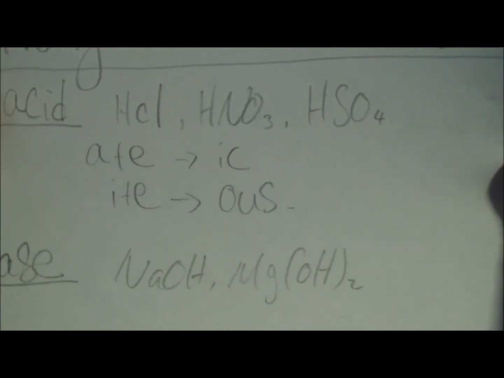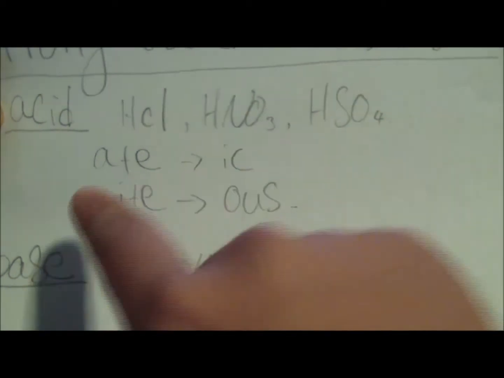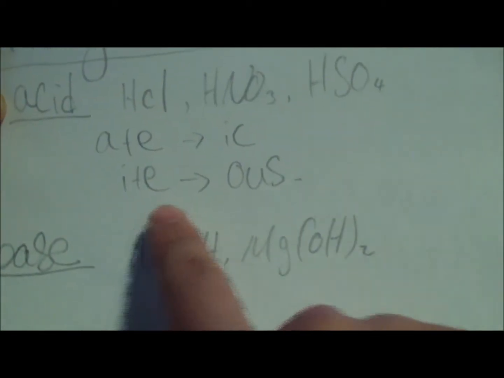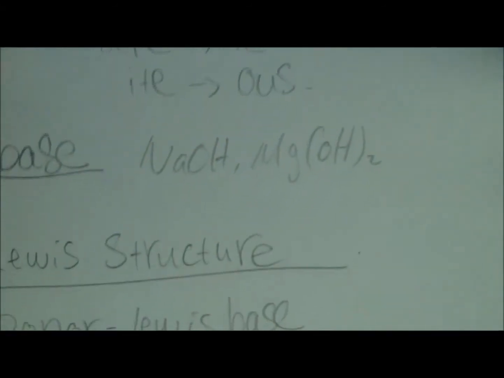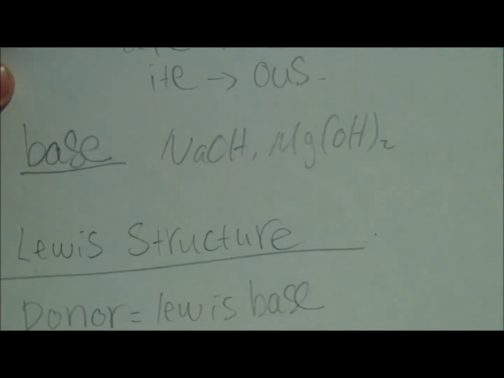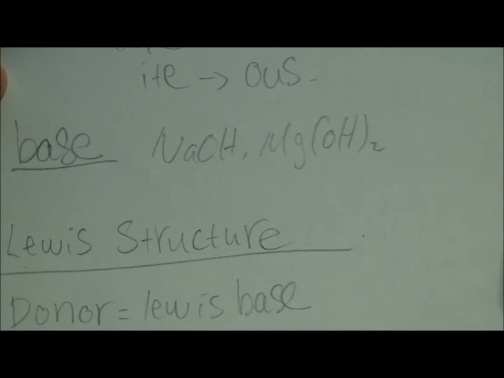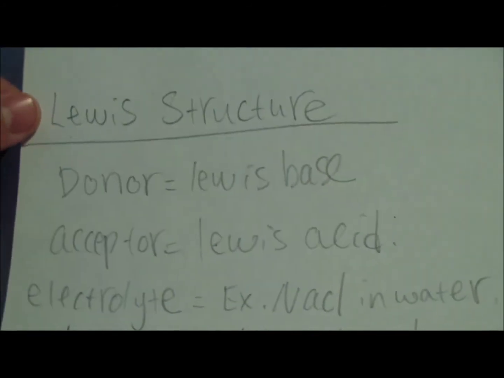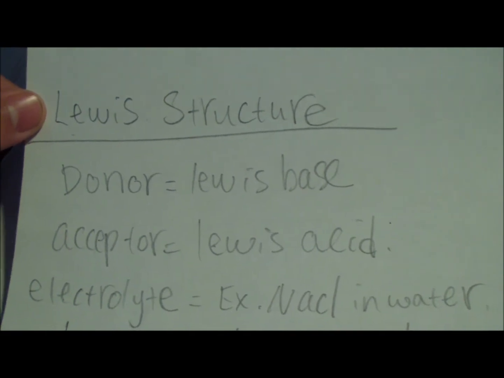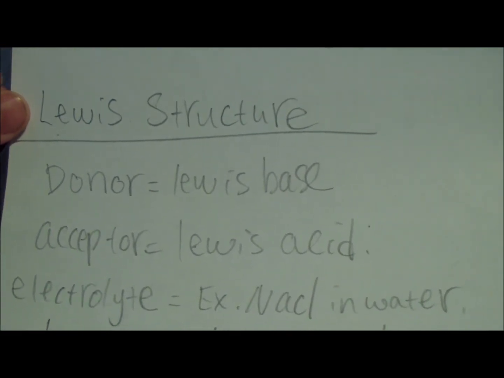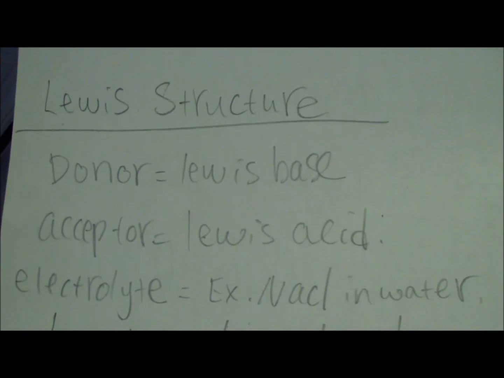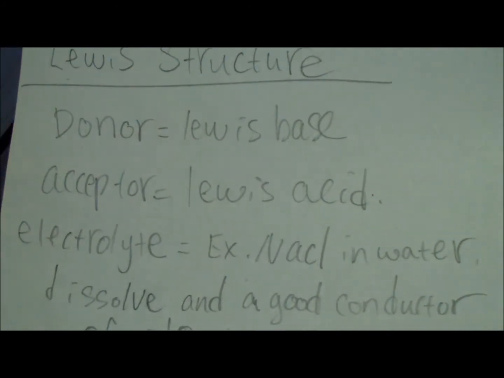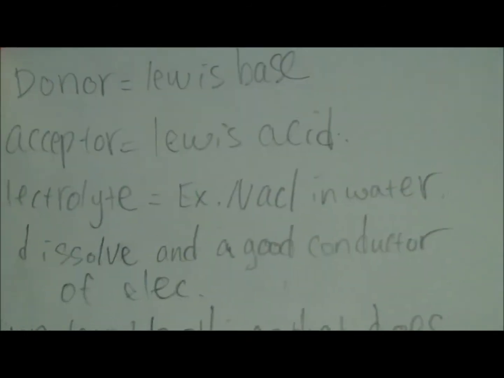And as well for the naming of acids, whenever you have an ATE, it turns into IC. And when you have an ITE, it turns into OUS. Okay. For the base, you might want to know NaOH and Mg(OH)2. Those are the strong bases I remember. For Lewis structure, you guys might not have it, but we took it last year and it was in the first semester final. So basically, the donor is a Lewis base. The acceptor is a Lewis acid.